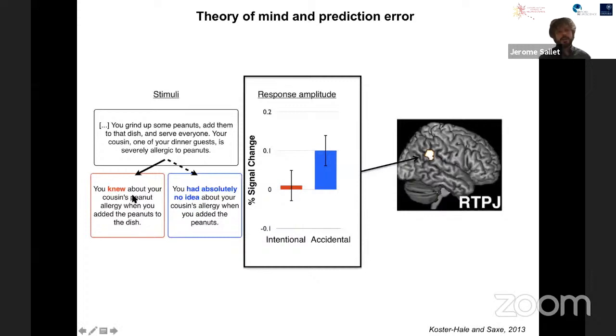And then they scanned, they especially look at the activity in the brain when the subject read the second part of the story. Either you knew about the cousin's allergy, so you did it on purpose, or it was an accident. And this intentional versus accidental situation is associated with a differential change of response in the TPJ.